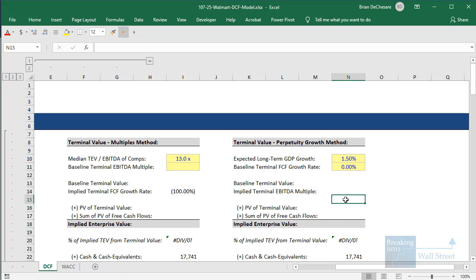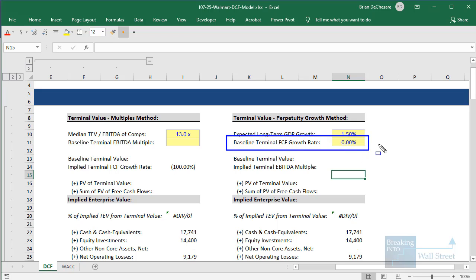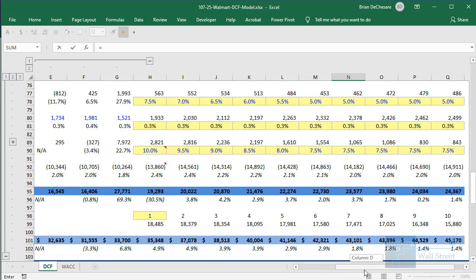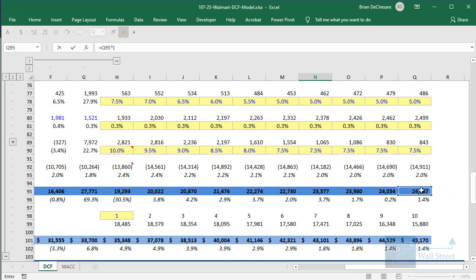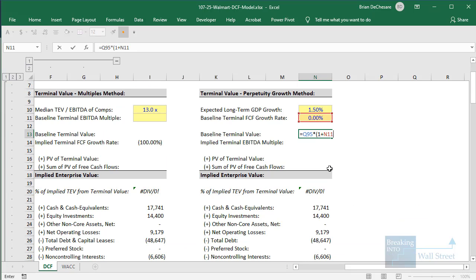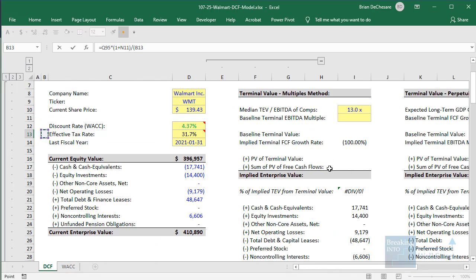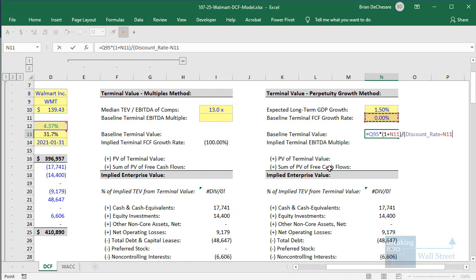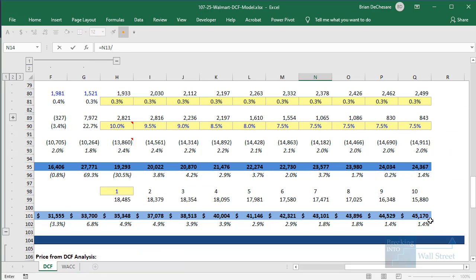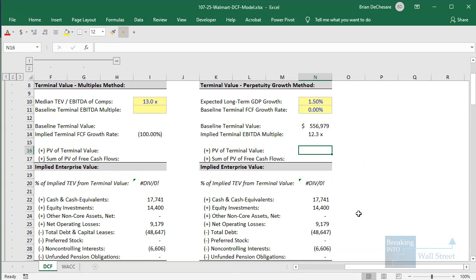So here I am saying that Walmart's terminal free cash flow growth rate is 0%, so it's going to stay stagnant and not even grow at all right here. To calculate this, we can go down and get our unlevered free cash flow from right here, and then we can multiply by 1 plus this growth rate, and then we'll divide by the discount rate minus the growth rate, and that is one calculation. We can also look at the implied multiple, just take this and divide by the EBITDA in the final year. So that's one way to do this.